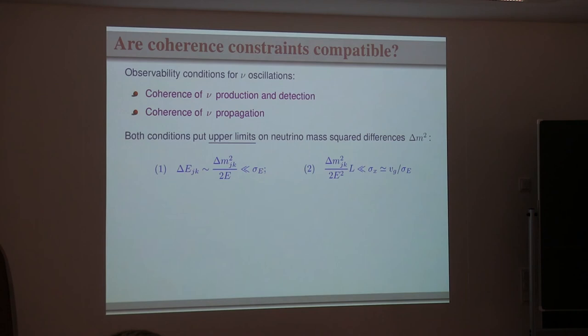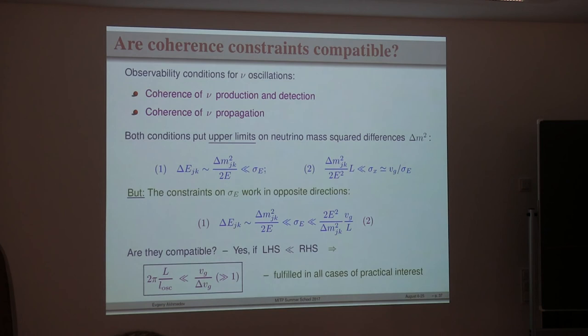Now, if we write this down as conditions on delta M squared, they are always upper bounds. However, here it is a lower bound on sigma E. And if we take into account that the length of the neutrino wave packet is inversely proportional to the energy uncertainty, this is an upper bound on sigma E. So we have some bounds which in principle can be conflicting. Sigma E should be much bigger than this quantity, but should be much smaller than this quantity from this equation. Okay? And these conditions can only be consistent if this expression is much smaller than this one.